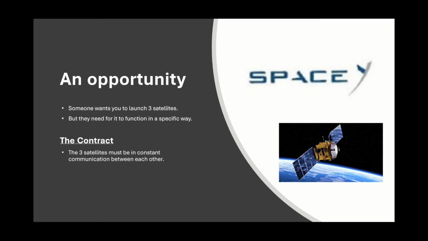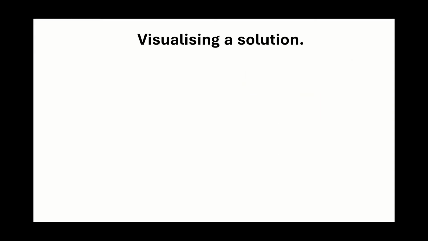These 3 satellites must be in constant communication with each other. At no point should they lose communication. However, each satellite must also be in constant communication with a respective ground station back on Earth. And you have to do this as cheaply as possible. So let's try to visualize a solution here. We have the Earth with 3 ground stations. And the contract asks you to do this as cheaply as possible.